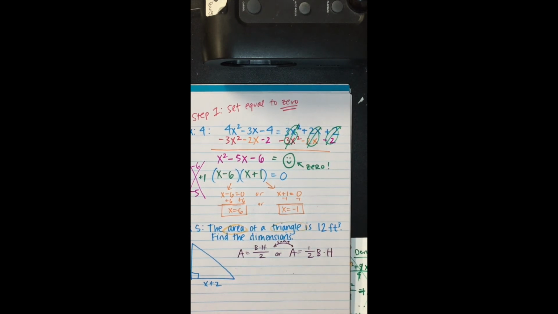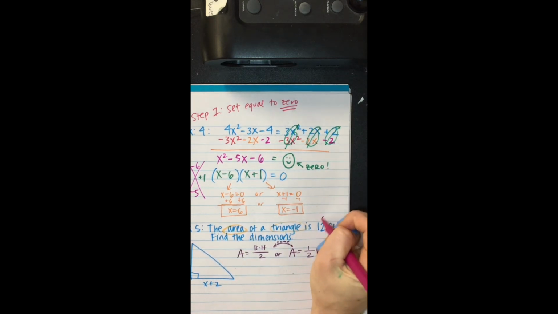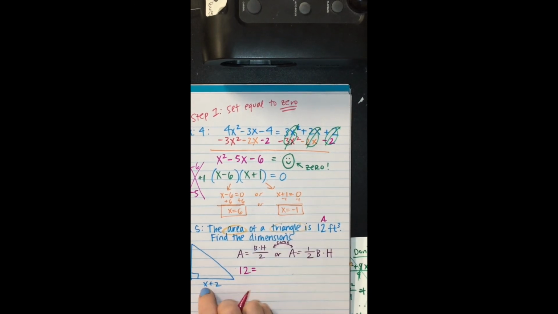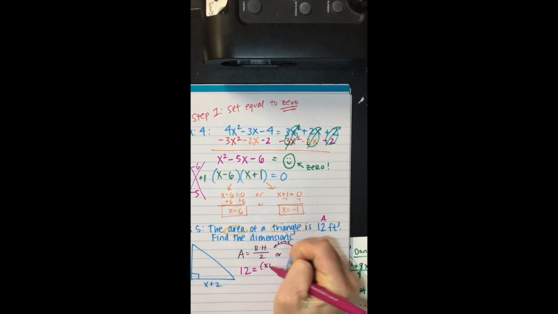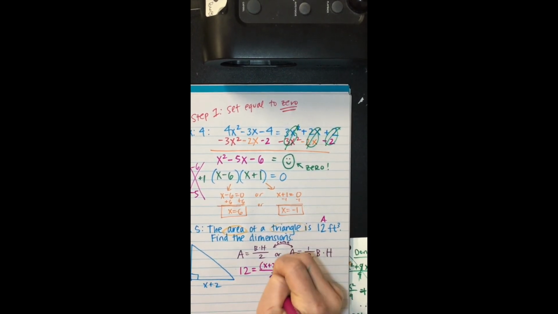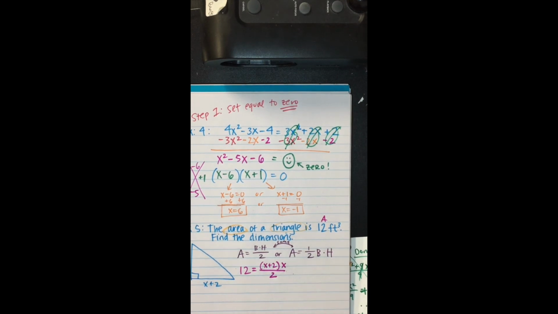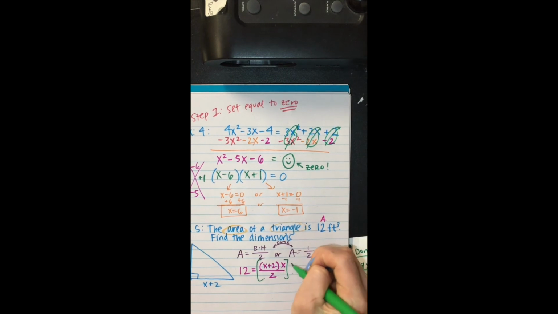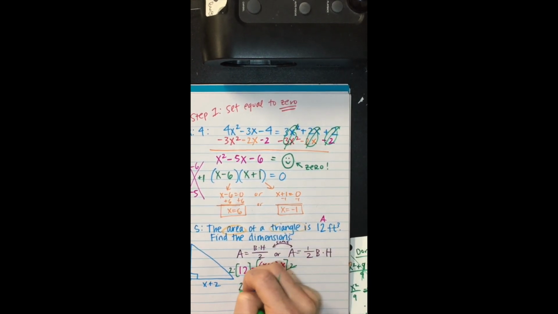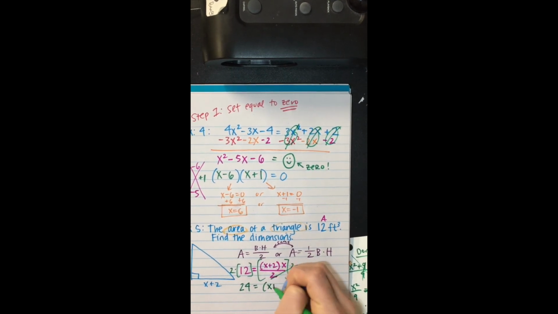All I'm doing is plugging in for my variables. So like, what's my A? Well, A is equal to 12. So I have 12 equals, what's my base? Well, this is my base right here. X plus 2 times my height is x, over 2. Now I want to get rid of this 2 to solve, so I multiply both sides by 2. This cancels, and I get 24 is equal to x plus 2 times x.